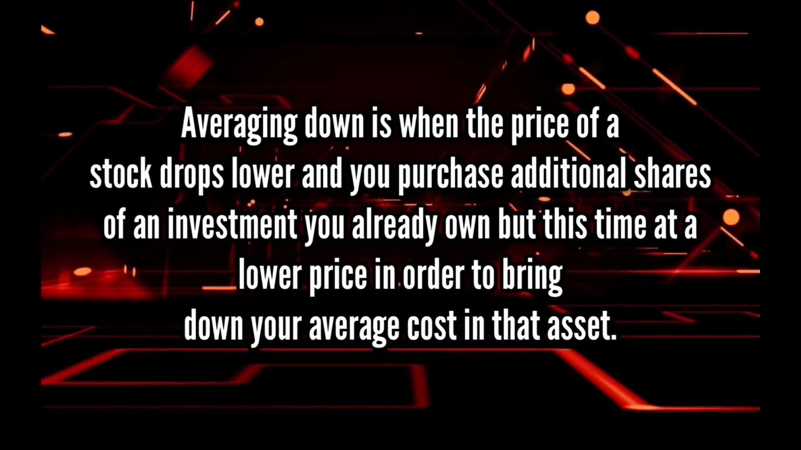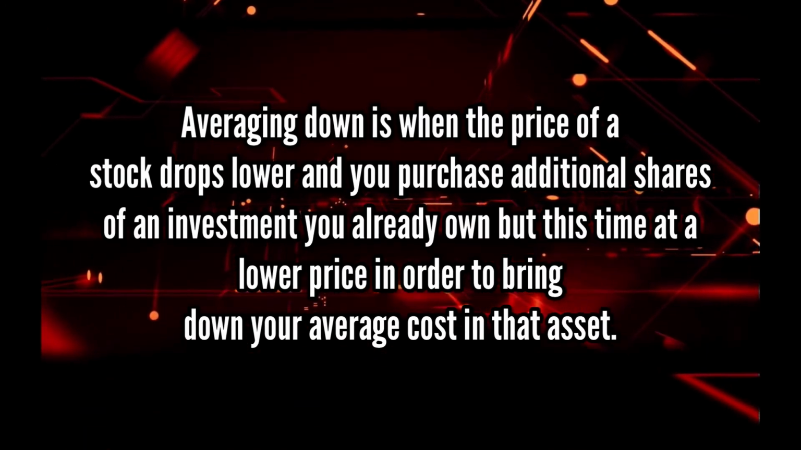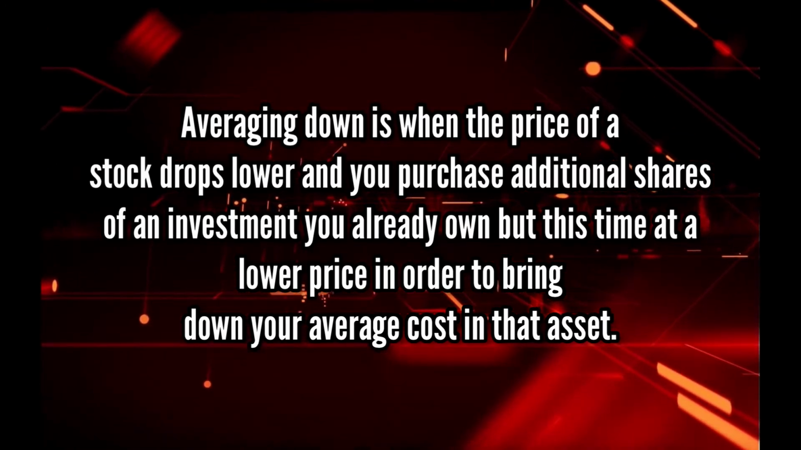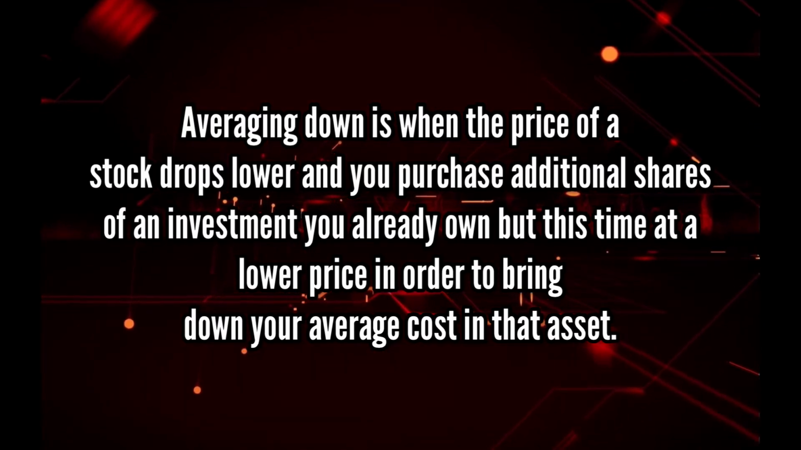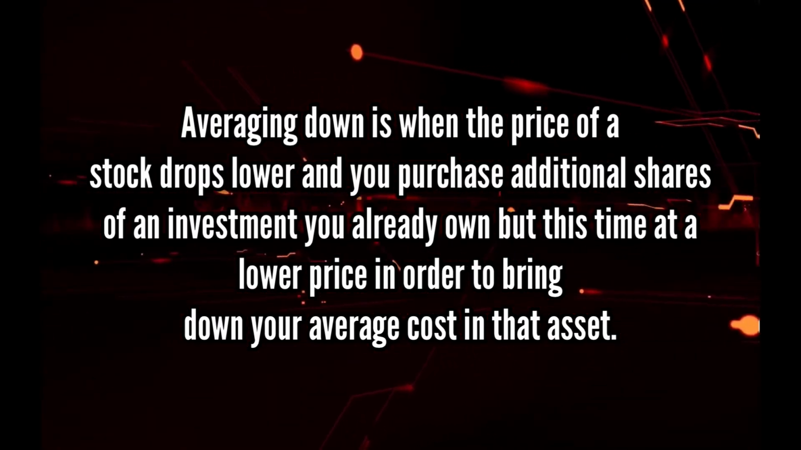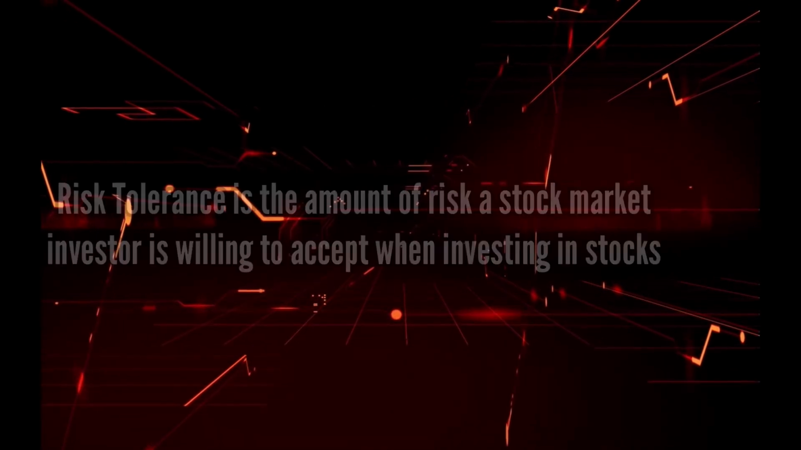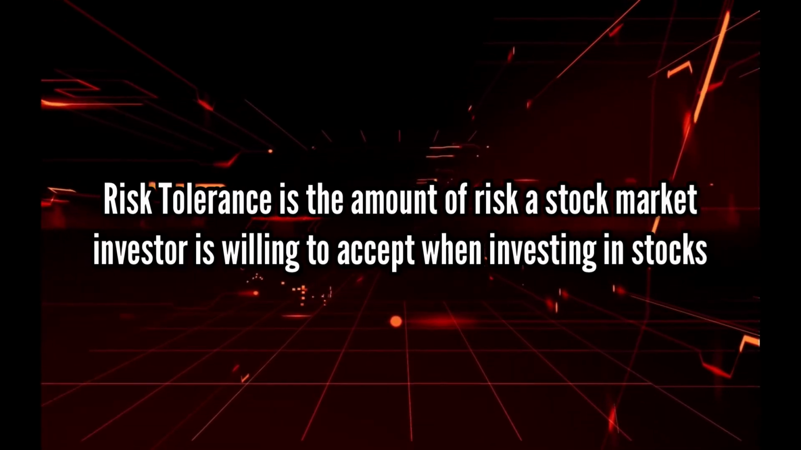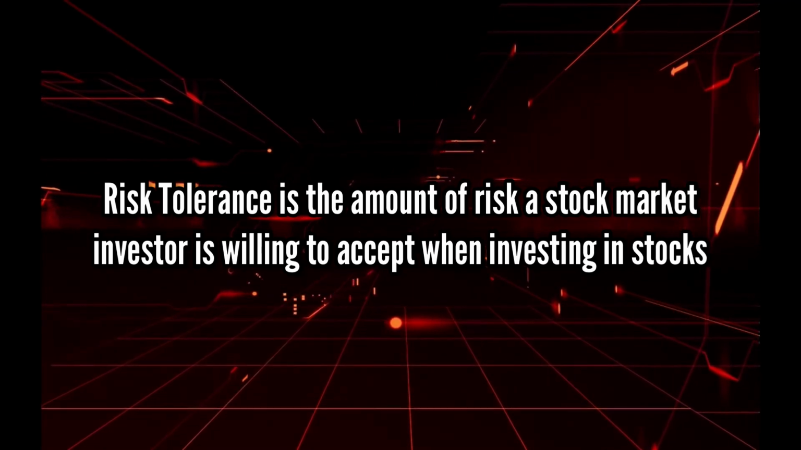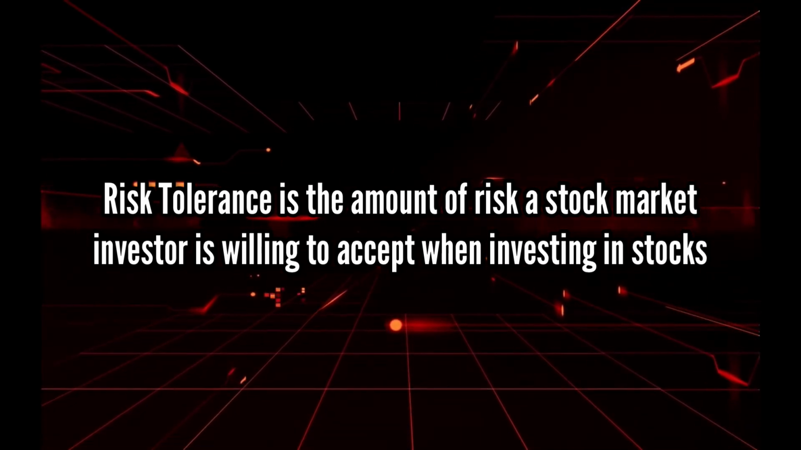Averaging down is when the price of a stock drops lower and you purchase additional shares of an investment you already own, but this time at a lower price in order to bring down your average cost in that asset. Risk tolerance is the amount of risk a stock market investor is willing to accept when investing in stocks. It's always extremely important to make sure you keep your risk very low as a beginner and only put money into the stock market you either don't need or are willing to lose.